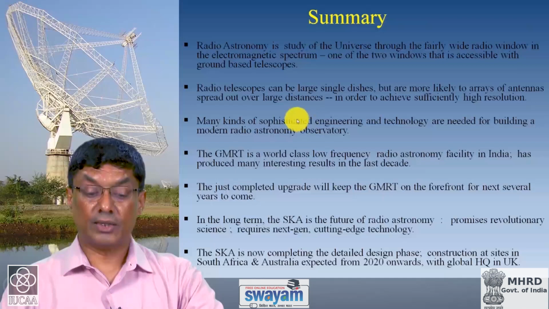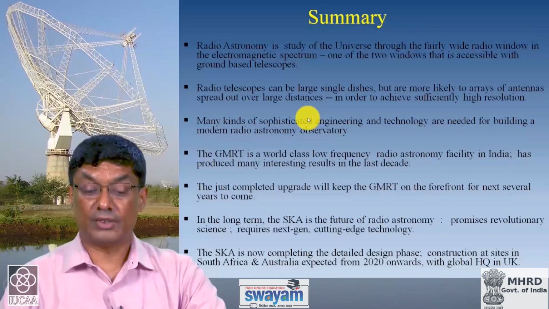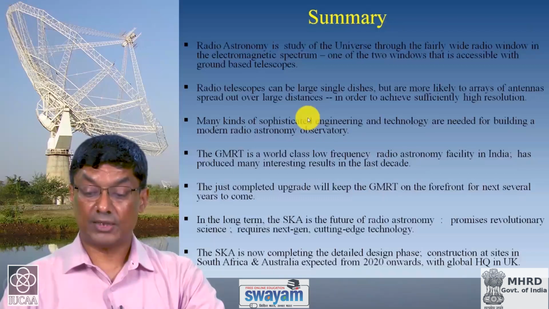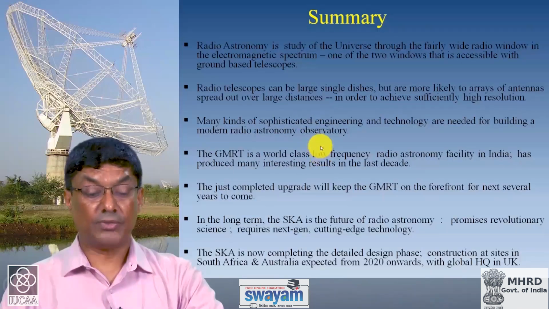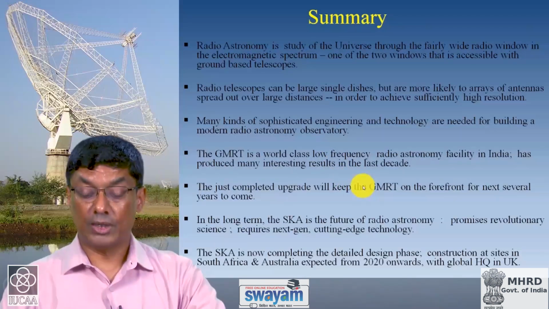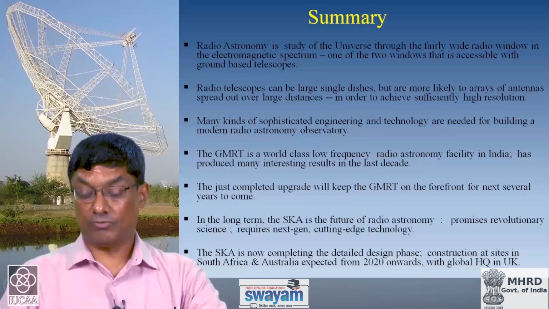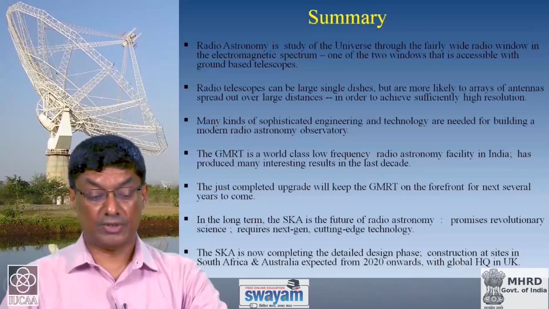And as we saw very briefly, that many kinds of sophisticated engineering and technology are needed for building a modern radio astronomy observatory and making it fully functional to get the best out of it. And an example that we looked at was our own Giant Metrewave Radio Telescope, which is a facility that runs in India and has produced many interesting results in the last several years, and is being upgraded to improve its sensitivity and to make it a more versatile facility and keep it in the forefront of global radio astronomy for the next several years to come.